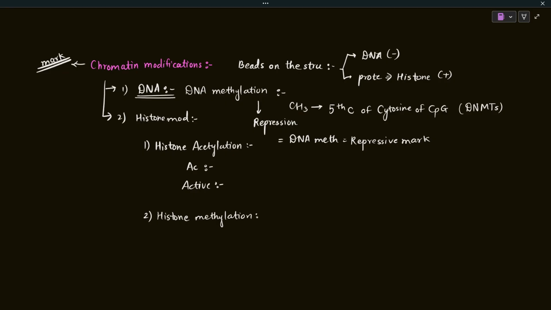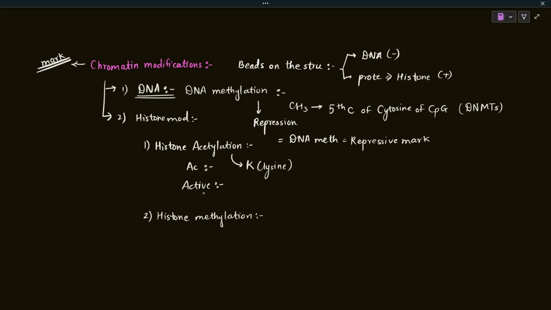Okay, I forgot to tell one thing. Histone acetylation is always done on the lysine residue. You remember when we were learning about nucleosomes, when we learned about the histones, how they are assembled in an octamer around which the DNA wraps, and that unit is known as nucleosome, which is the structural unit of chromatin.